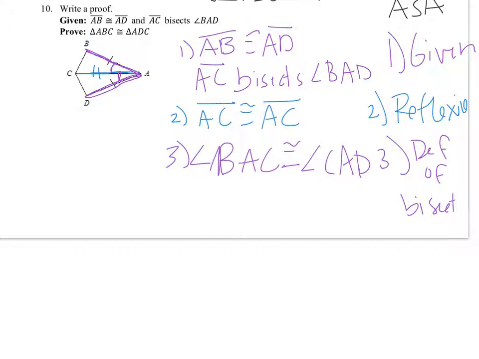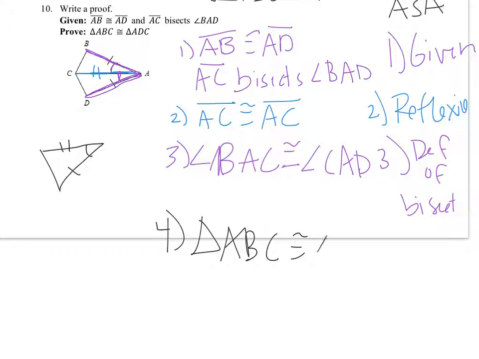And now I actually have 3 parts there, so I'm going to just draw one triangle all by itself. So this is what we actually have here. Now I can say triangle ABC is congruent to triangle ADC. And the reason why, if I look, I have a side, and then I have my angle, and then I have a side.